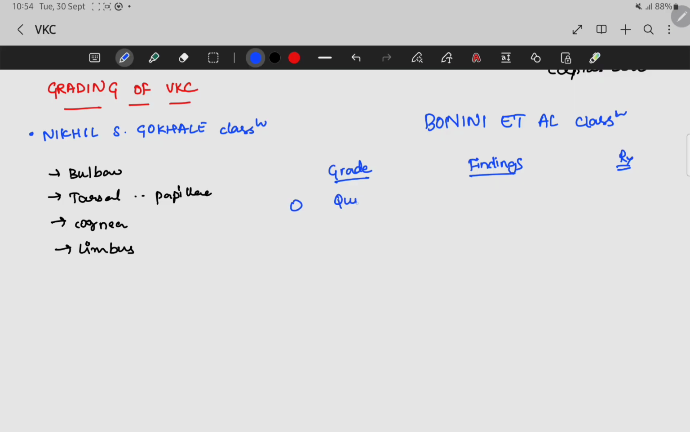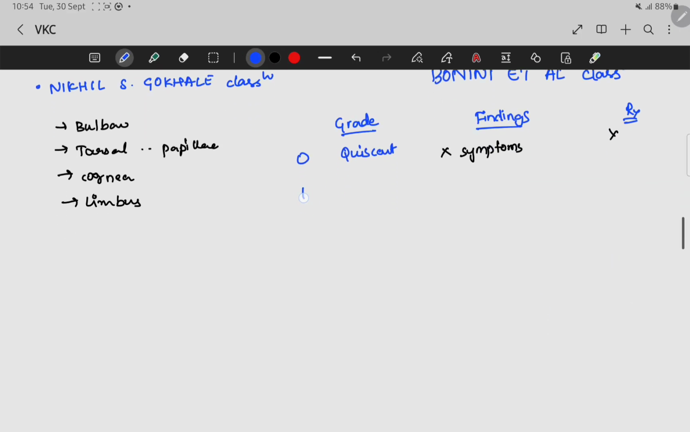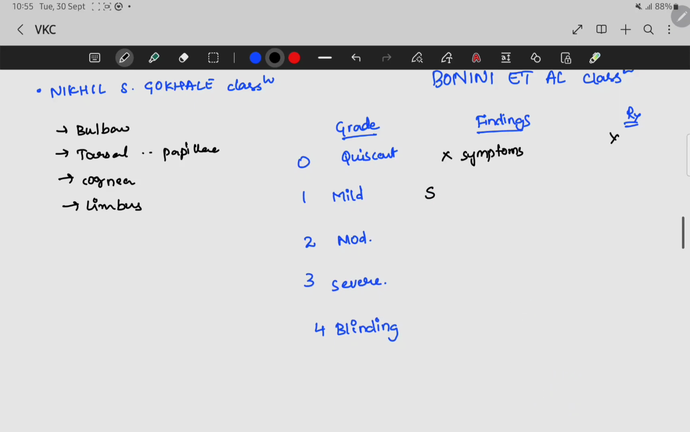It is divided into four grades based on the findings in the conjunctiva, cornea, as well as the environment. So grade 0 is the quiescent stage, in which there are no symptoms and no treatment is required in such cases. And grade 1 is mild, grade 2 is moderate, grade 3 is severe, and grade 4 is blinding.